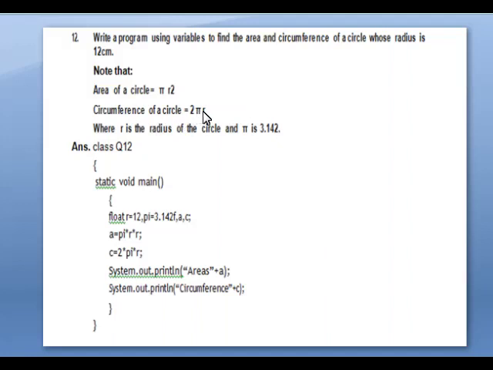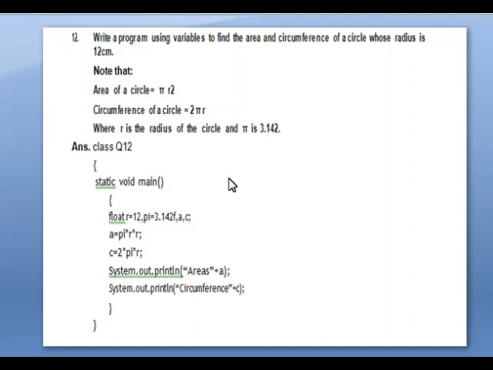Where r is the radius of the circle and pi, they have given the value of pi here, that is 3.142, because in our keyboard the pi character is not there, so we are directly using the value 3.142. So the answer is: class Q12, question number 12, open curly braces, static void main, open curly braces. Here we are going to find the area of a circle as well as the circumference of the circle. The pi value is already a float, so we have taken all the variables as float.